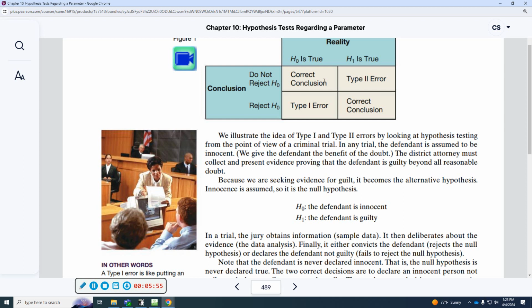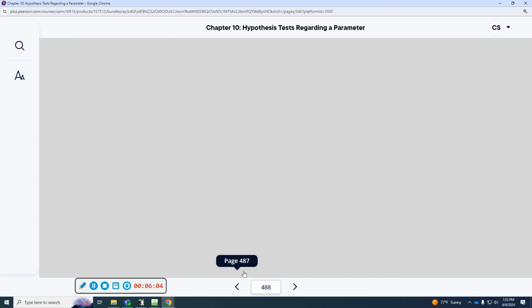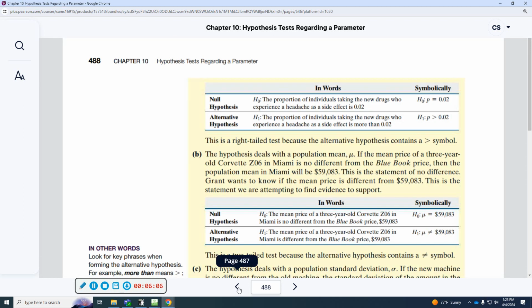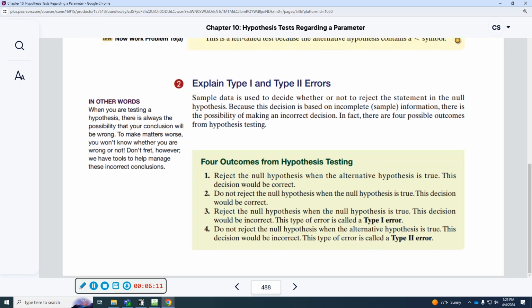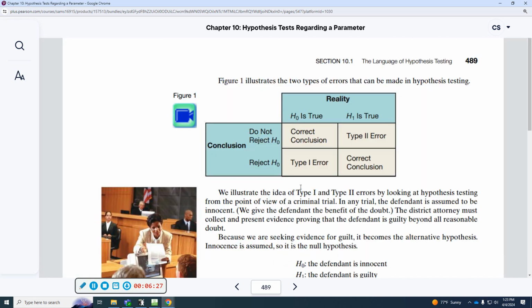So we reject the null when it is true is type 1. We fail to reject the null when the alternative is true is type 2. So that's what it explains. Again, that wording is kind of tricky when you're looking at it. So again, reject the null when it is true is type 1, like convicting an innocent person. And then type 2 would be do not reject the null, so we fail to reject the null when the alternative is true. It explains that in the reading.